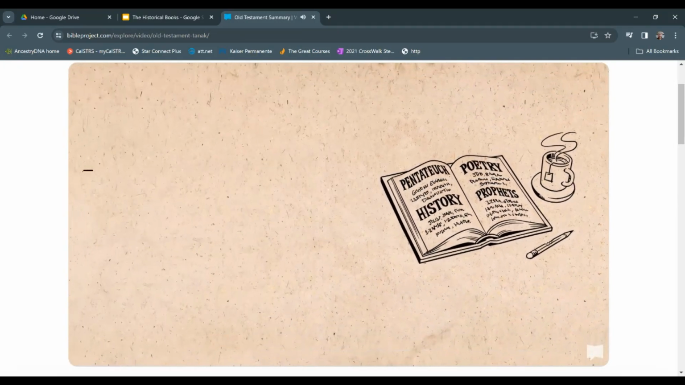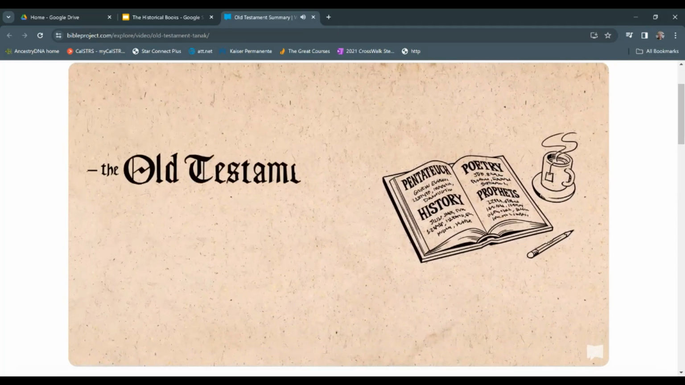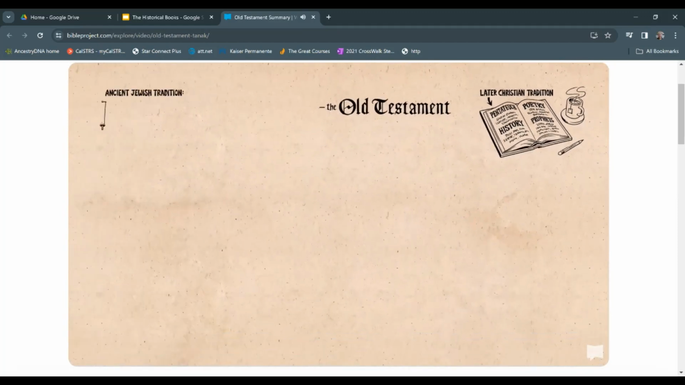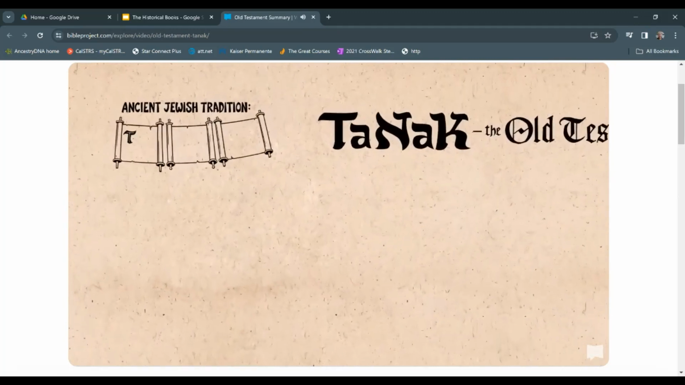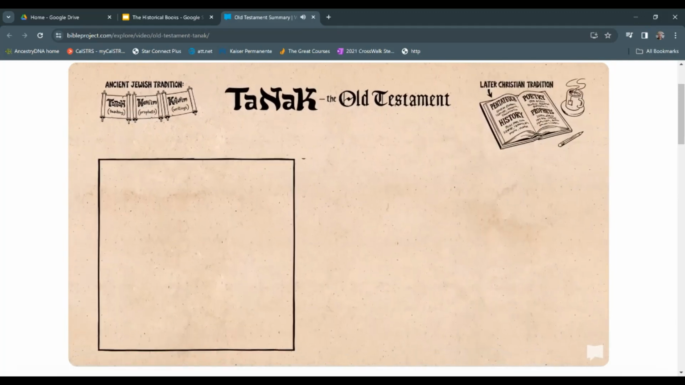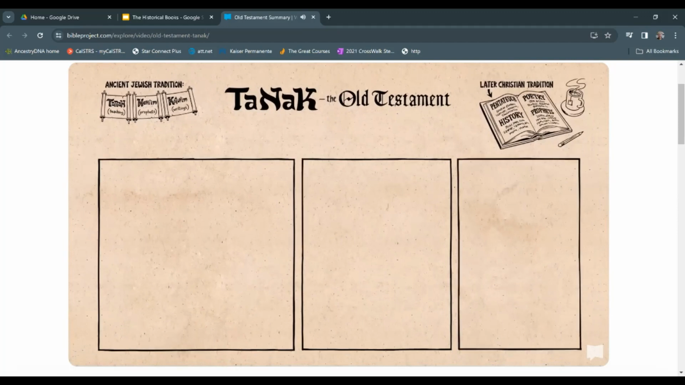This arrangement of the books in a single volume called the Old Testament is a later Christian tradition that developed after Jesus and the apostles. In ancient Jewish tradition, these works were all on separate scrolls and were conceived of as a unified 3-part collection called Tanakh. It's a Hebrew acronym for Torah, which means instruction, Nevi'im, which means prophets, and Ketuvim, which means writings. The Tanakh has the same books as the Protestant Old Testament, but they're arranged differently.